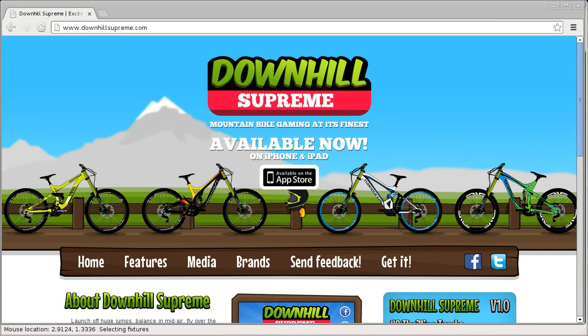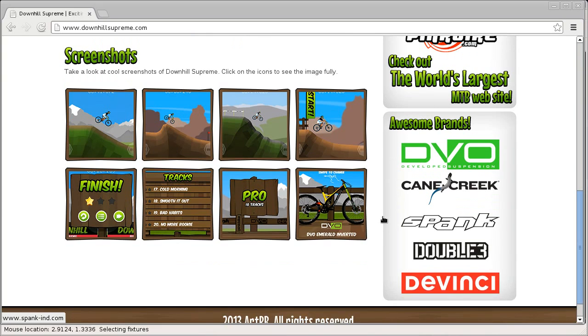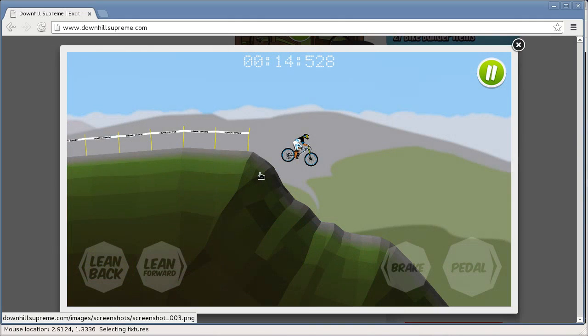Hello. Recently, I did the programming for an iOS game called Downhill Supreme. This is in the App Store now. It's a 2D physics-based game in which you ride a mountain bike downhill. So this is the website here, and you can sort of get a rough idea of how it works.